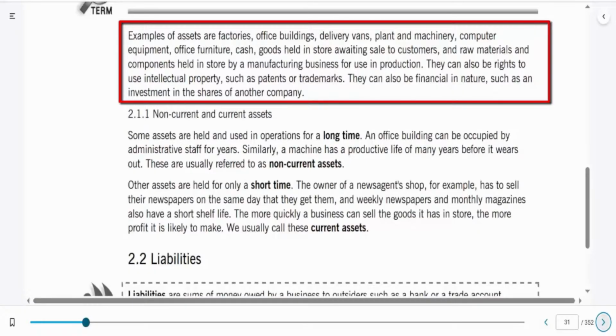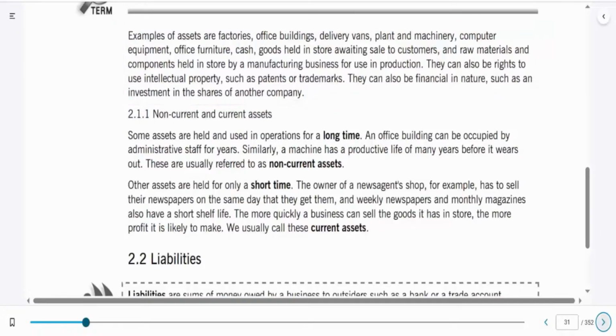Cash, money available for use in the business. Goods held in store, inventory, products waiting to be sold to customers. Raw materials and components. These are the materials a manufacturing business might keep to make products.